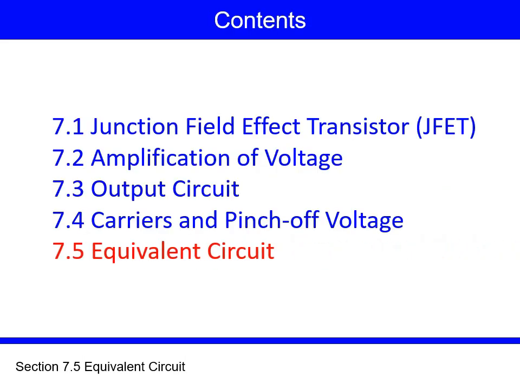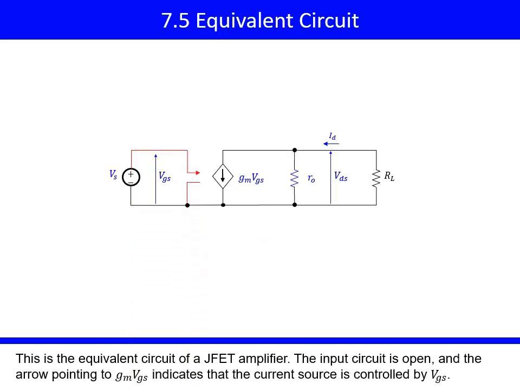Section 7.5. Equivalent circuit. This is the equivalent circuit of a JFET amplifier. The input circuit is open, and the arrow pointing to gm VGS indicates that the current source is controlled by VGS.